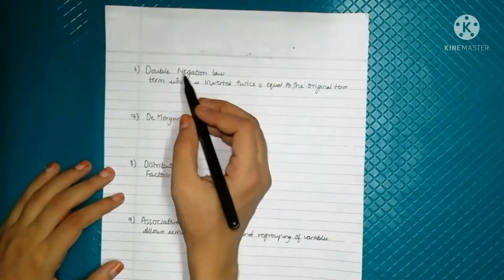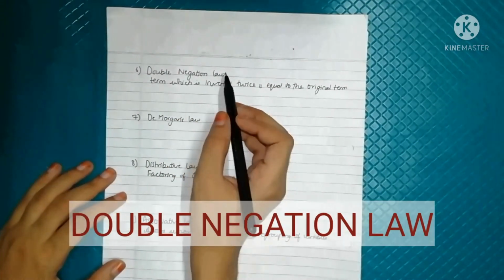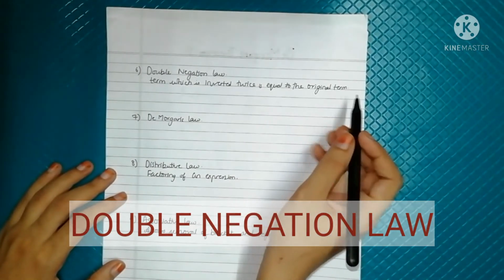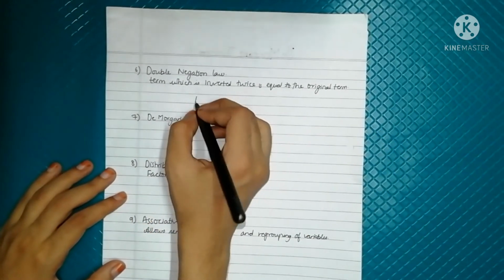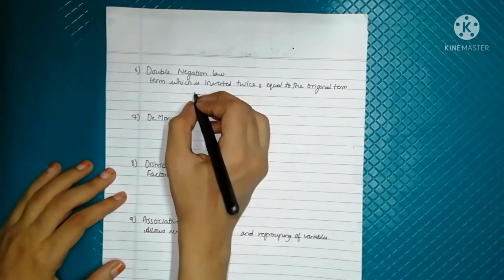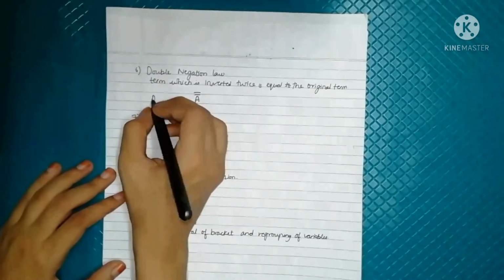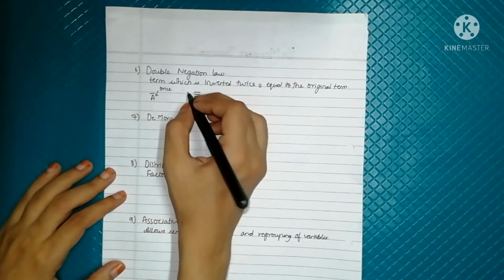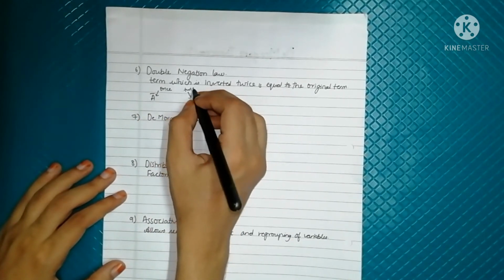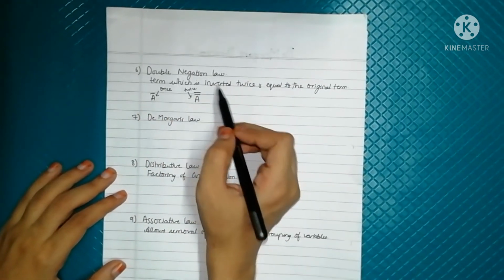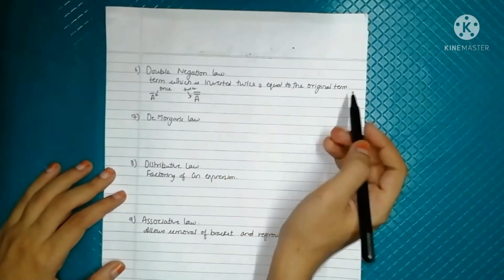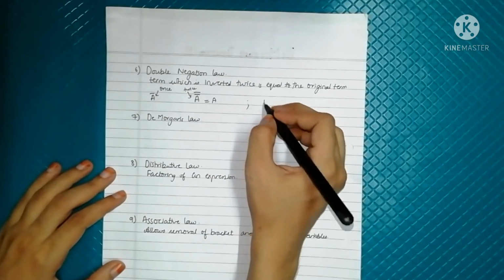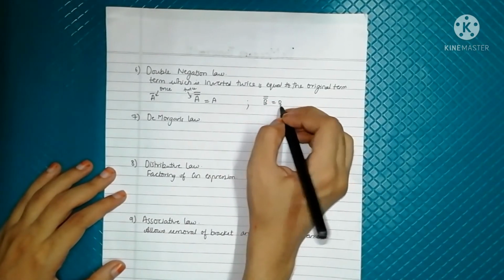The sixth law is the double negation law. This law states that a term which is inverted twice is equal to the original term. So if A is inverted, A bar represents A inverted once, and if I am taking a double bar, then it is inverted twice. The term which is inverted twice is equal to the original term. So A double bar is equal to A. Similarly, if there is B double bar, then we will get B.